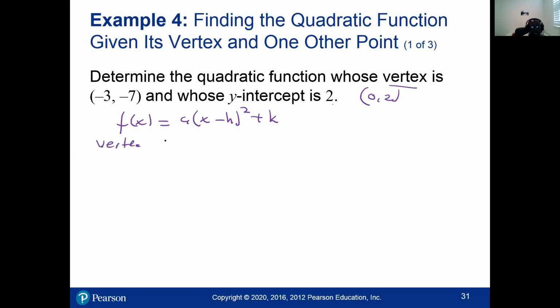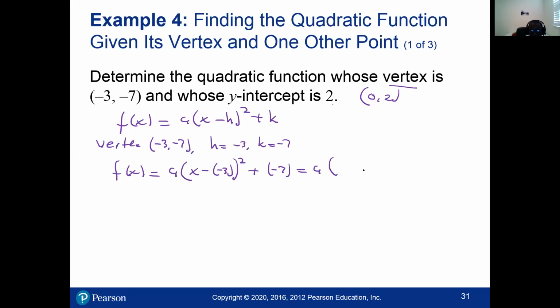So according to this, the vertex is given with the coordinates (-3, -7). It means my h is -3, and my k is -7. All right, so if you plug it in, you have f of x is equal to a, which we don't know, times (x minus -3) all squared, plus -7. Which will give us a times (x plus 3) all squared minus 7.